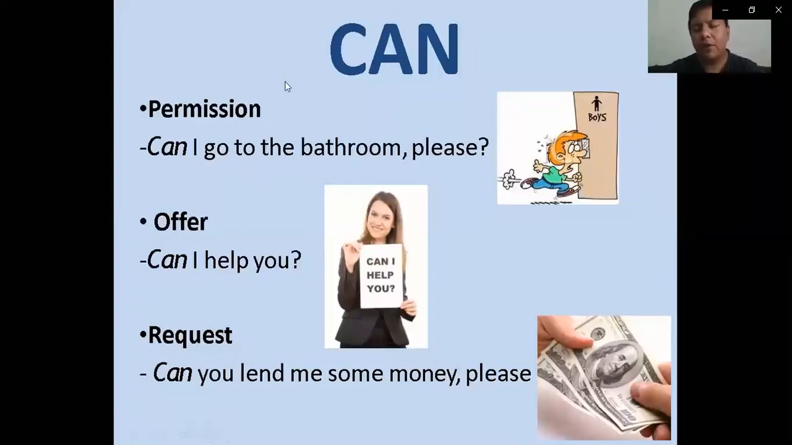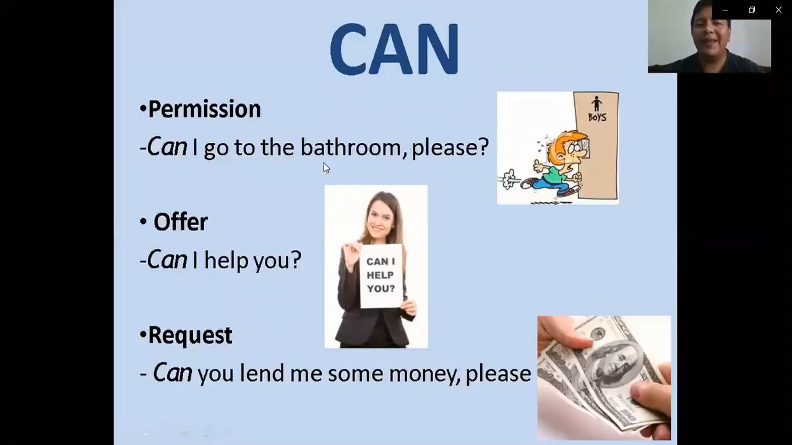For permissions, everybody knows what permission is, permisos. When you need to go to any place, when you need to do something, you're going to use can. As you know, the verb can translates as poder, but in Spanish you conjugate it with the different personal pronouns. Yo puedo, tú puedes, él puede, ella puede. But in questions, we're going to formulate permissions in question form, okay? So we have here, can I go to the bathroom, please? That is a permission that you are asking. Can I go to the bathroom, please? Okay?